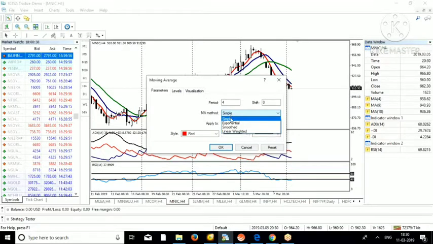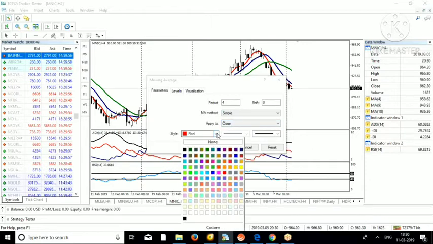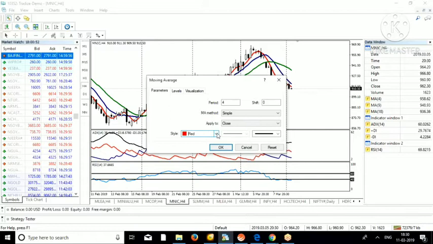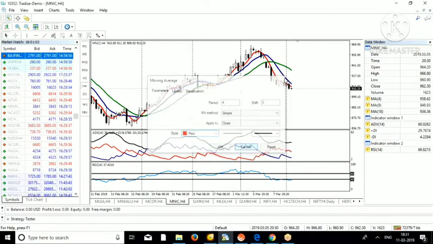You'll find many other options like exponential, smoothed, and linear. We have to use the simple moving average and apply to close. Select any color; you can select the red color for this. All three moving average colors will be different from each other: red, blue, and green. So moving average 4, you can select as red color or any color of your choice, and if you click OK, this will be added.